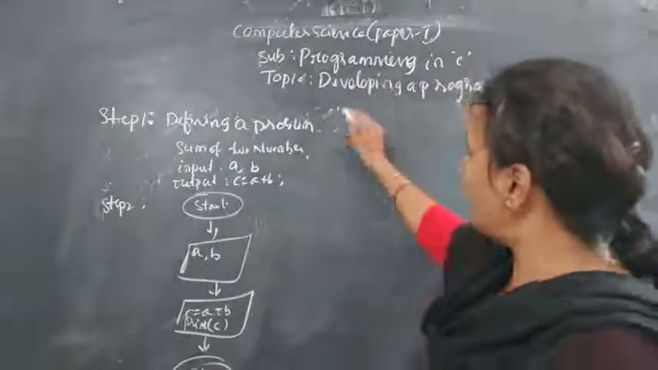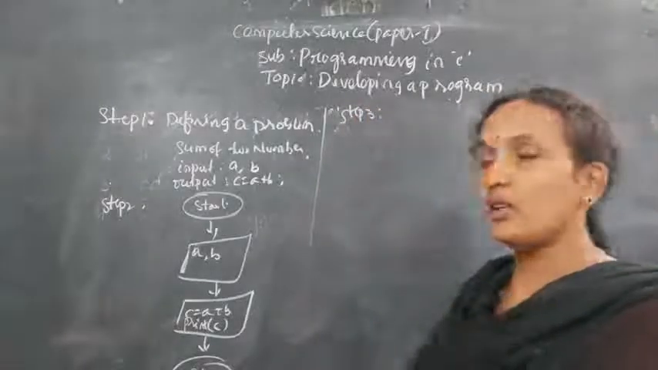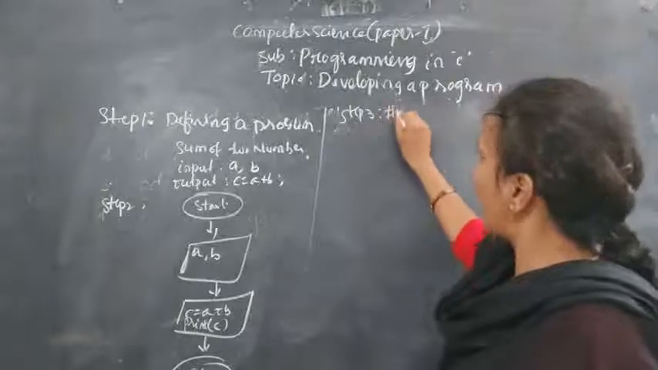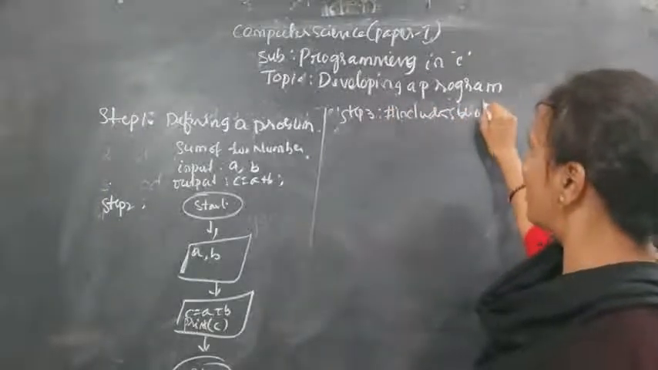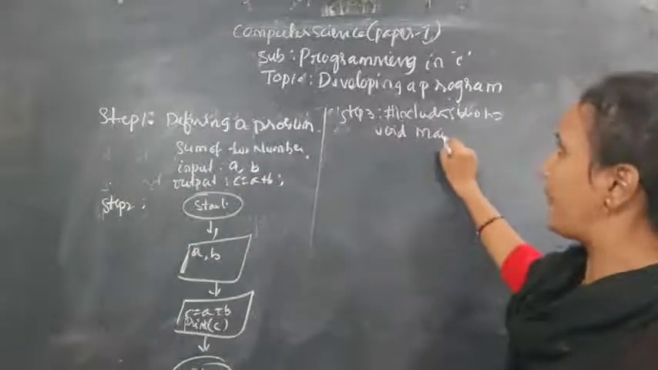Now come to the third one. Step 3. In step 3, what did I say? Coding, I said. You need to write the program. So it is a simple C programming I am writing here. I should include stdio.h. All these points I will explain later. For the time being, you try to concentrate.